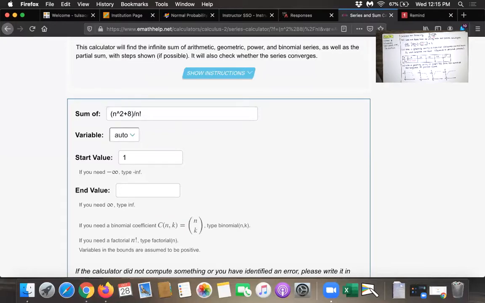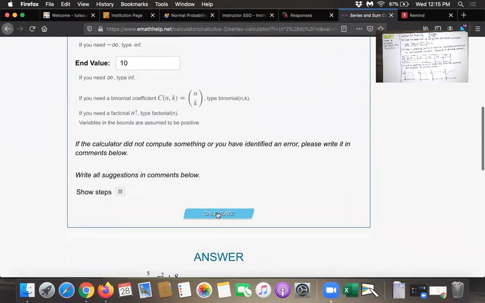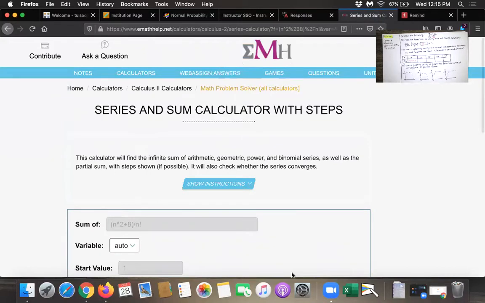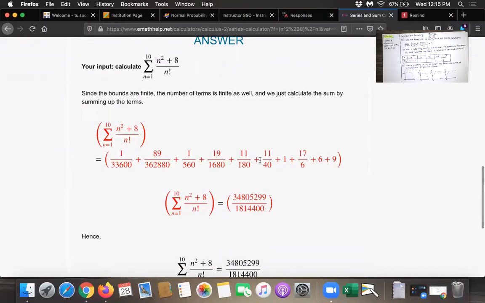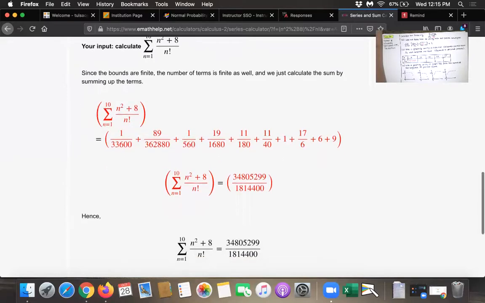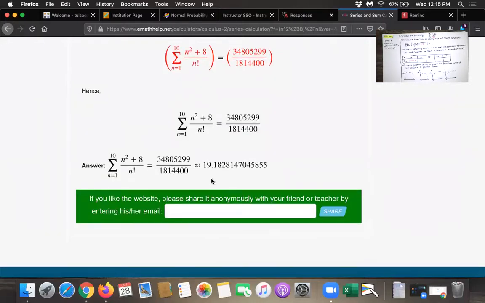Well, yeah, we want the 10th partial sum. So we want the sum of the first 10 terms this time. And then it shows you all 10 terms. Those are the first 5 terms. There's a sub 6, a sub 7, a sub 8, a sub 9, and a sub 10. We've got that simplified fraction, but we want the decimal approximation. So that turns out to be 19.1828 approximately.